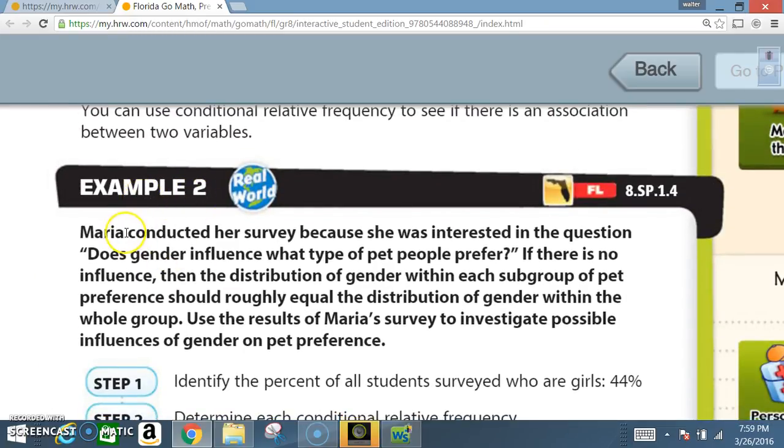Example 2. Maria conducted her survey because she was interested in the question, does gender influence what type of pet people prefer? If there is no influence, then the distribution of gender within each subgroup of pet preferences should roughly equal the distribution of gender within the whole group. Use the results of Maria's survey to investigate possible influences of gender on pet preferences.